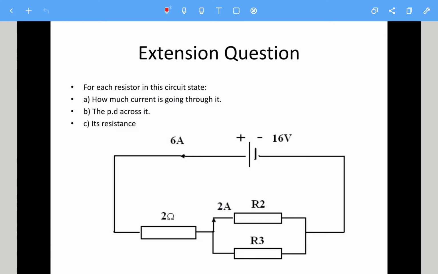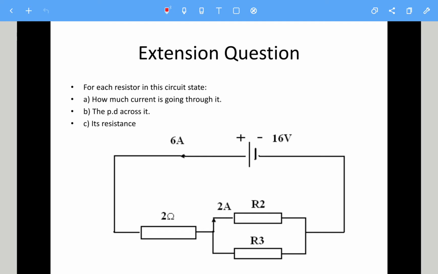I've had students spend a lot of time on this in the past, up to like 20 minutes. So if you want to have a go, I'm going to take you through the answers right now. For each resistor in this circuit, state how much current is going through it, the PD, or the voltage across it, and then finally the resistance.